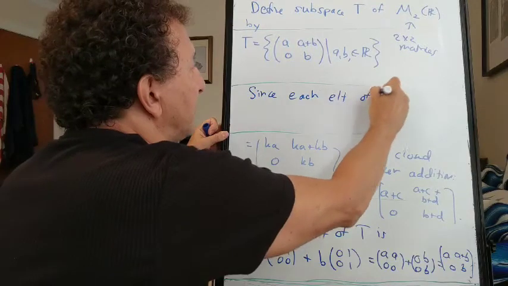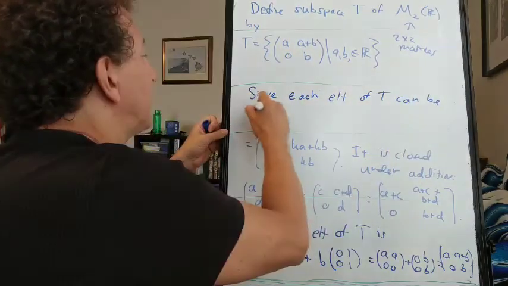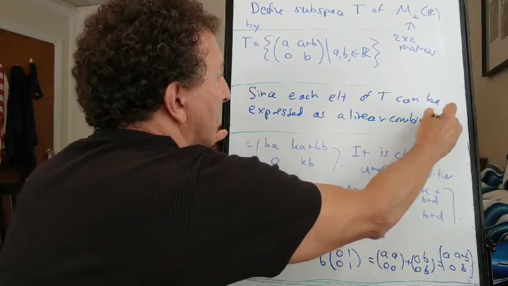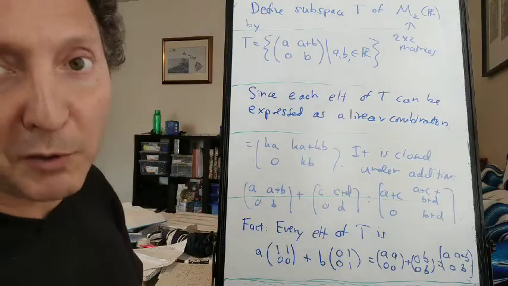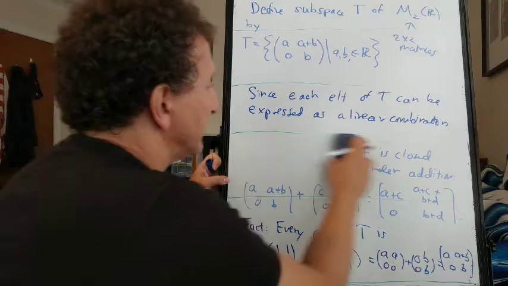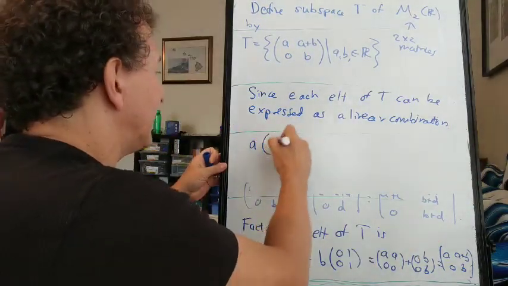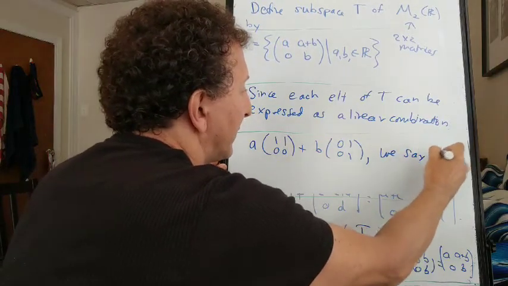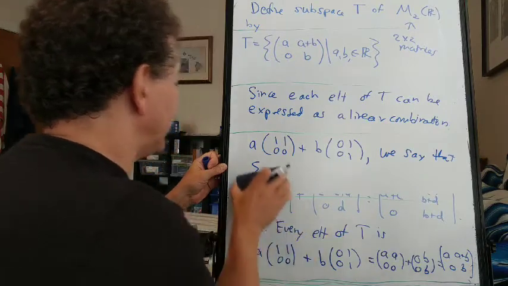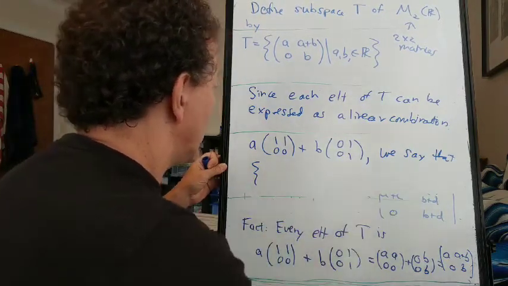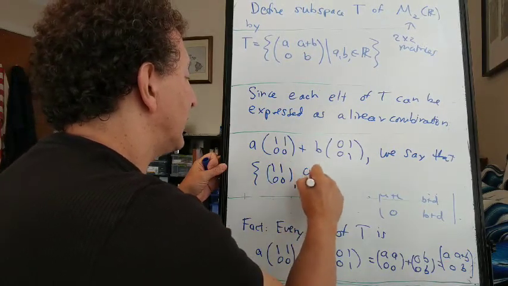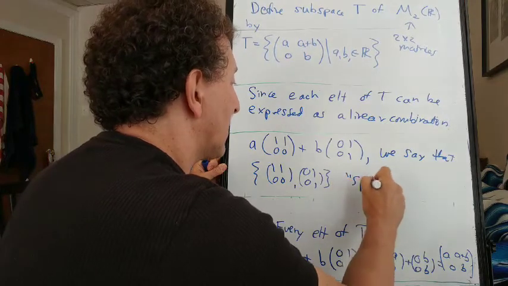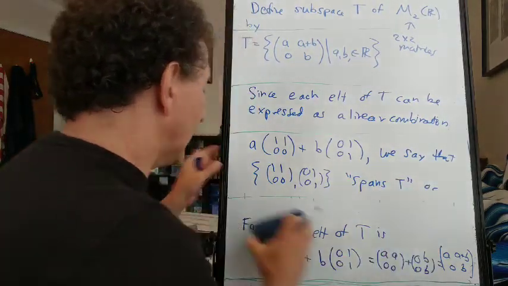So since each element of T can be expressed as a linear combination, remember, linear combination means multiple of one thing plus multiple of another thing. So it's a linear combination, something times 1, 1, 0, 0, plus something times 0, 1, 0, 1. We say that this pair of elements, 1, 1, 0, 0, and 0, 1, 0, 1, spans T, or is a spanning set of T.